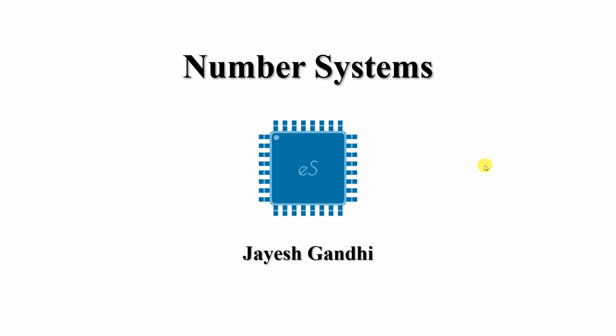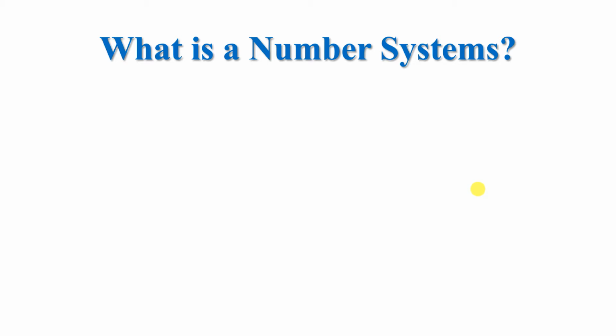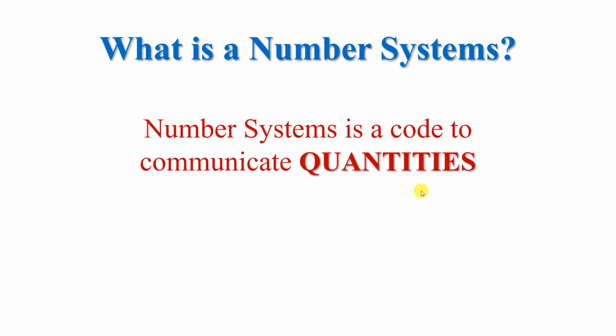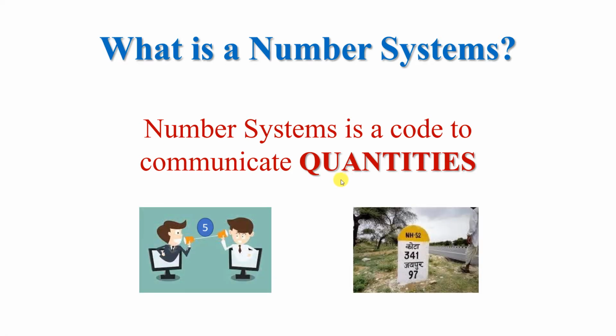I am Jayesh Gandhi and today we are going to talk about number systems. So first of all, let us try to understand what is a number system. A number system is a code to communicate quantities. When we want to tell about some quantity, then we will use numbers. So here we have an example that you communicate a quantity 5.